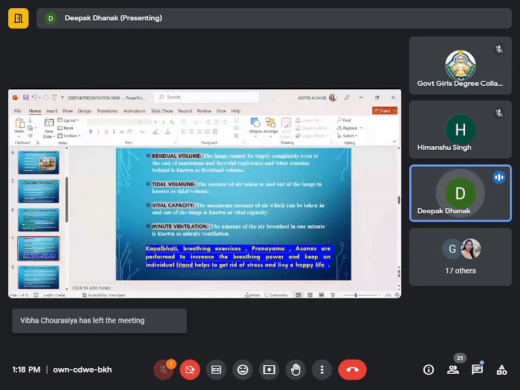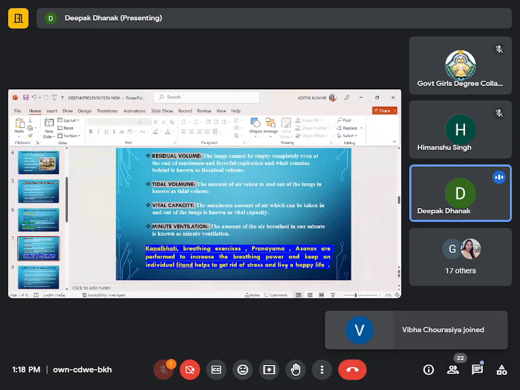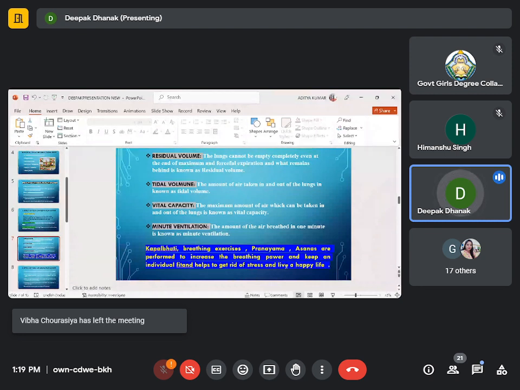Now we will discuss some points. First is residual volume. The lungs cannot be emptied completely even at the end of maximum or forceful expiration, and whatever remains in the lungs is known as residual volume. Tidal volume: the complete amount of air taken in and out of the lungs is known as tidal volume. Next point is vital capacity. The maximum amount of air which can be taken in and out of the lungs is known as vital capacity. Another is minute ventilation: the amount of air breathed in one minute is known as minute ventilation.